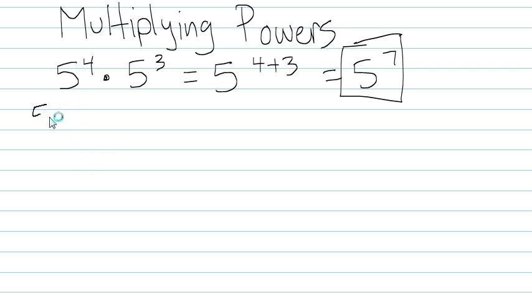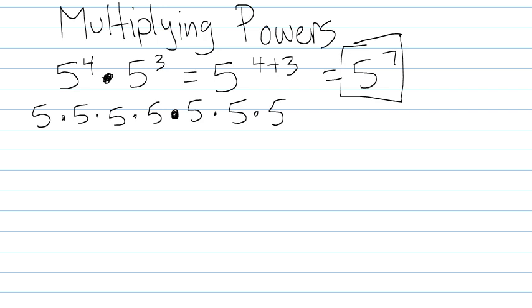5 to the 4th is 5 times 5 times 5 times 5. And then this big dot is going to be this big dot. 5 to the third is 5 times 5 times 5. And you count it up, 1, 2, 3, 4, 5, 6, 7. There are 7 5s being multiplied by each other. And so another way of writing that is 5 to the 7th power.